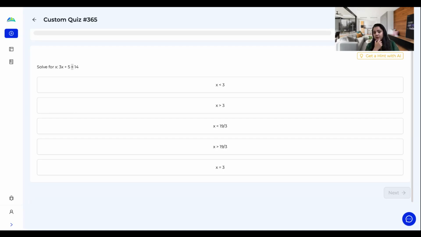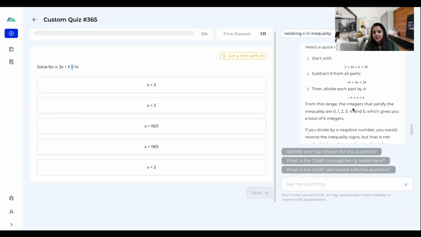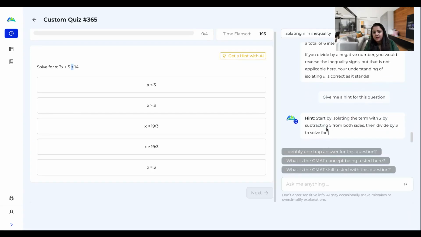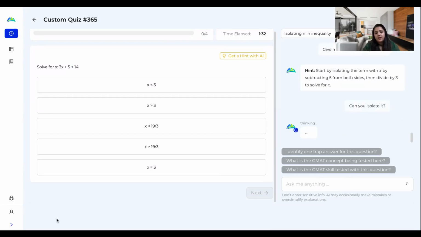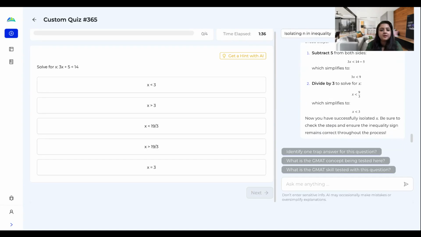But how do I find that range of values? Let's ask the AI. Let's get a hint. Start by isolating the term with x by subtracting 5 from both sides, then divide by 3. I've asked it to isolate it. First step, it subtracted 5 from both sides. I want to remove the constant and keep x separate. That's the meaning of isolation.